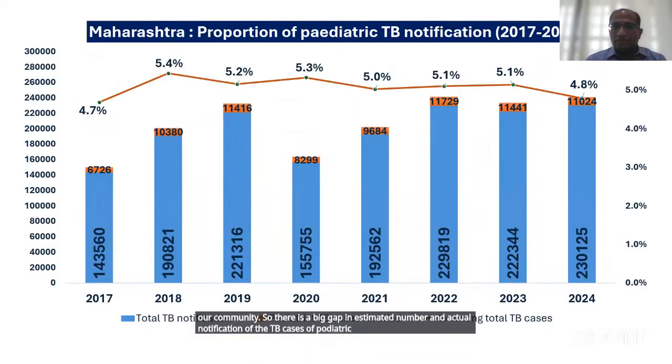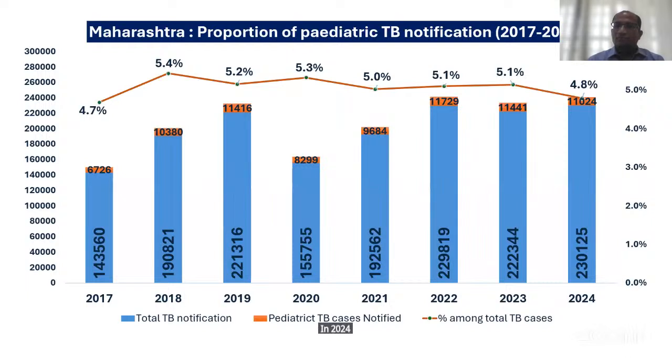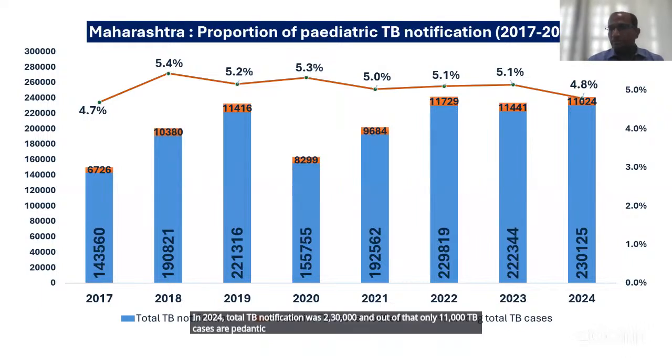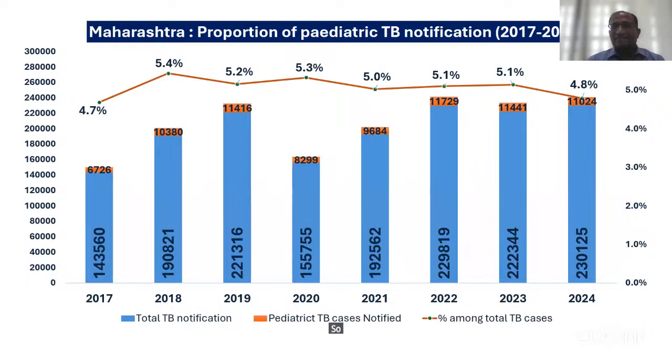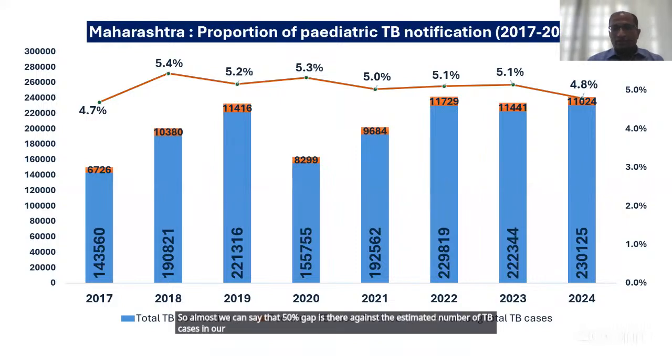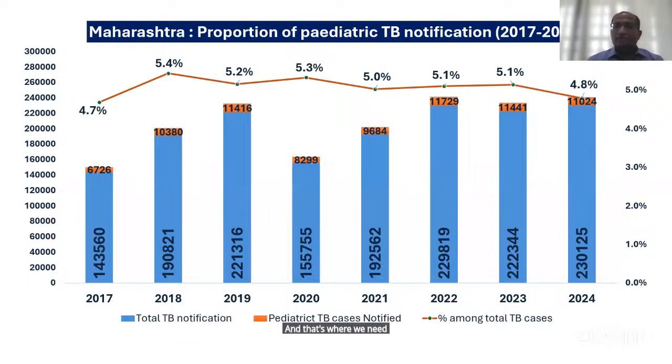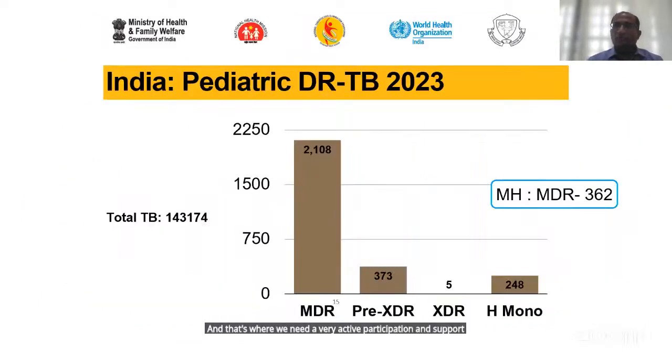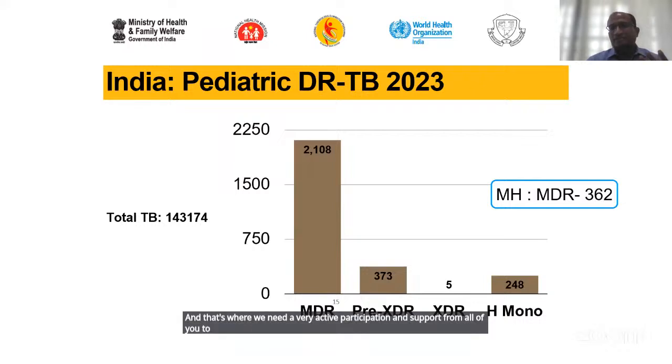Even in the Maharashtra data, in 2024, total TB notification was 2,30,000, and out of that only 11,000 TB cases were pediatric. So it contributes around 5%. We can say that almost a 50% gap exists against the estimated number of TB cases in our country or in Maharashtra. And that's where we need very active participation and support from all of you to diagnose these cases as early as possible and start notifying them.